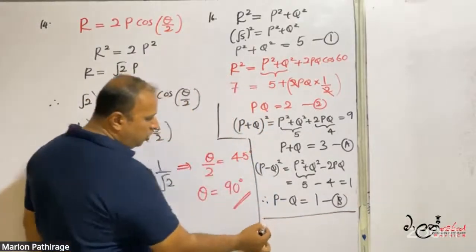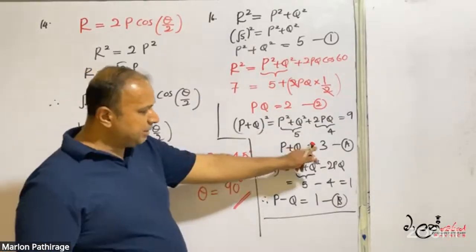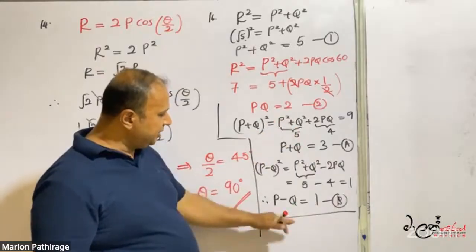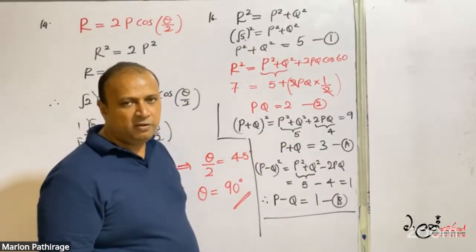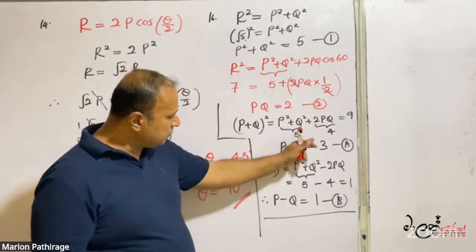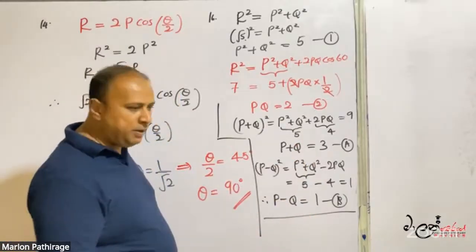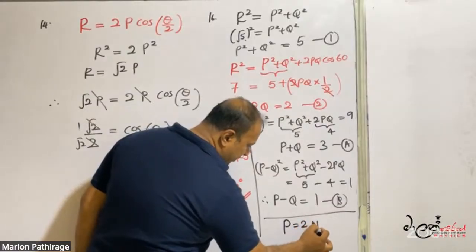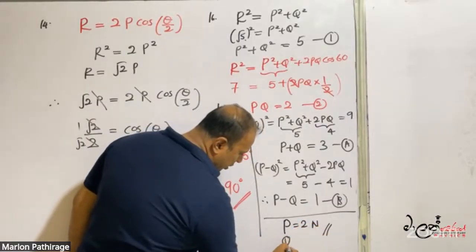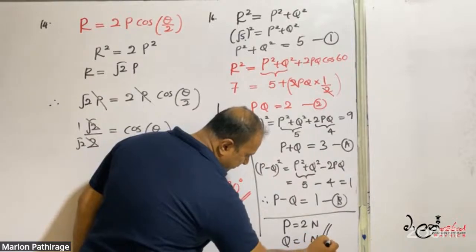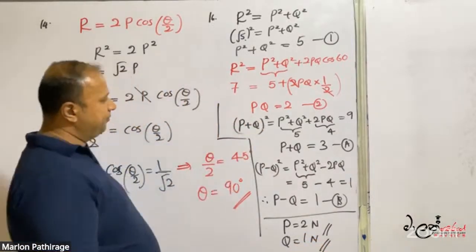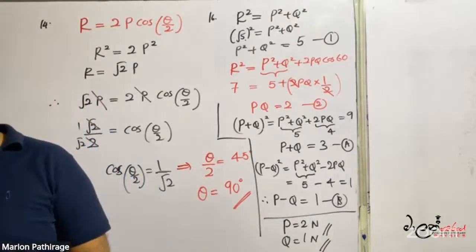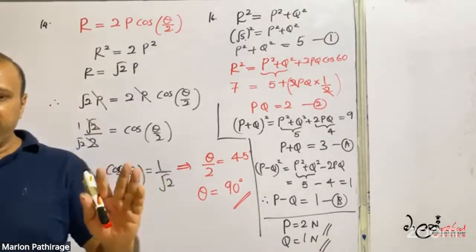Now you have two equations. P plus Q is 3. P minus Q is 1. If you add these two, minus Q plus Q will be cancelled out. 2P is equal to 4. That means P should be 2. P should be 2 Newton and Q should be 1 Newton. Is that clear? If it is clear, please raise the hand.